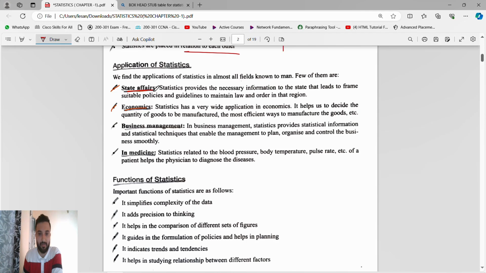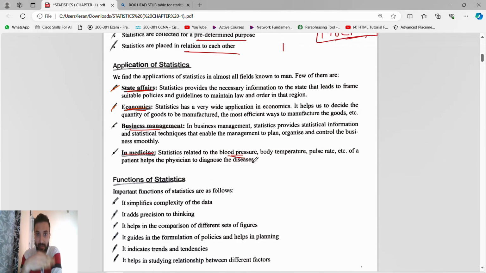Where? State affairs, economics, business management, in medicine, everywhere. Like blood pressure. We'll collect the data of blood pressure, whether it is increasing, decreasing. Like when you go to a hospital, they check only blood pressure. Then after that collection, they will present it in front of the doctor. Then the doctor will analyze, then interpret in front of you. The doctor will not say, see, 7-1 it reached here, 7-2 it reached here, 7-3 it came down, 7-4 it came down. They will not say like that, right?